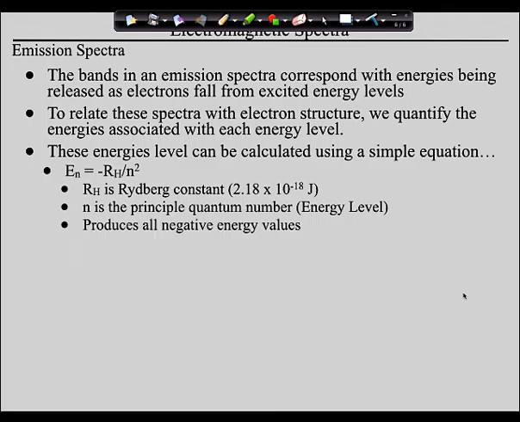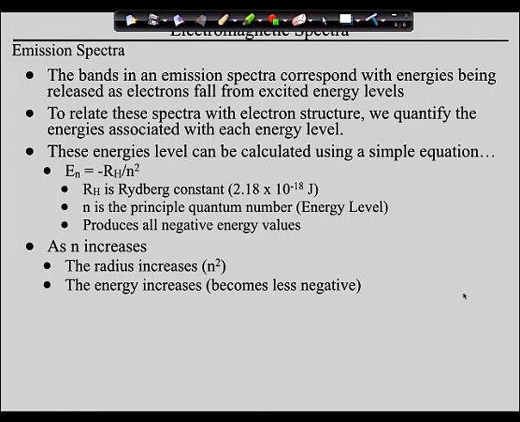So guys, first of all, notice, as you already know, that this produces all negative energy level values. So what happens as n goes up? Well, as n goes up, the radius increases, right? These things get bigger. In addition, the energy increases by becoming less negative. And then finally, as we said, when n reaches infinity, what happens to the electron? It's gone. What is its energy? 0.